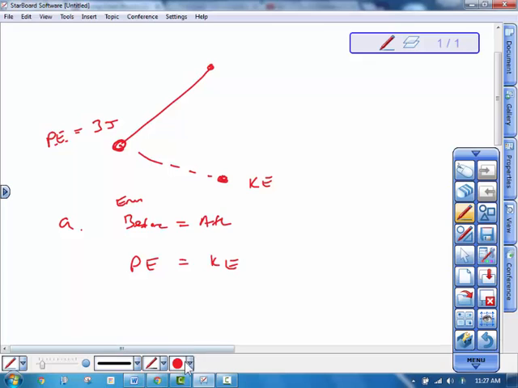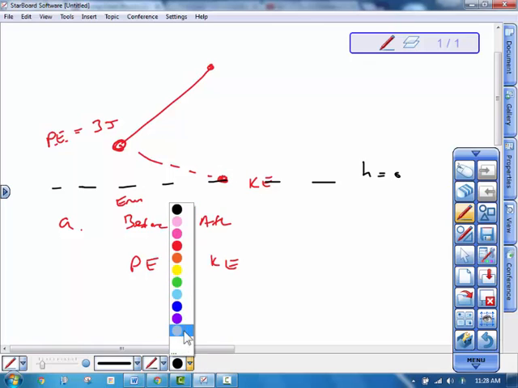If we called this our reference line, by the way, for gravitational potential energy, so we're calling that height 0 for our reference line. If we do that, then at this point we would have no potential and all kinetic, so we can write this equation. And then we can solve this.